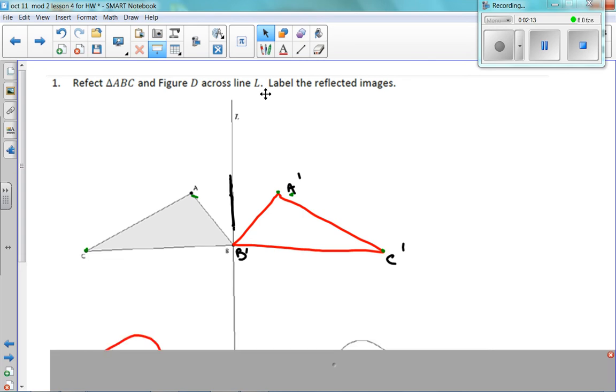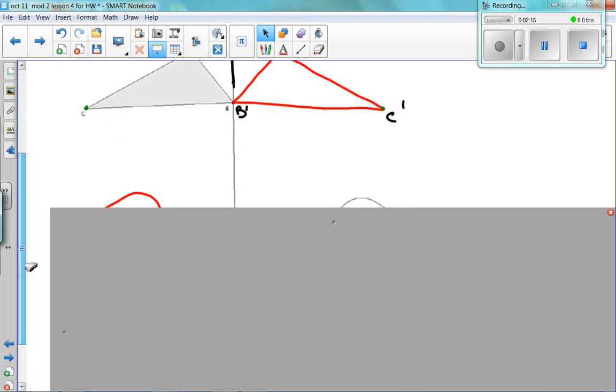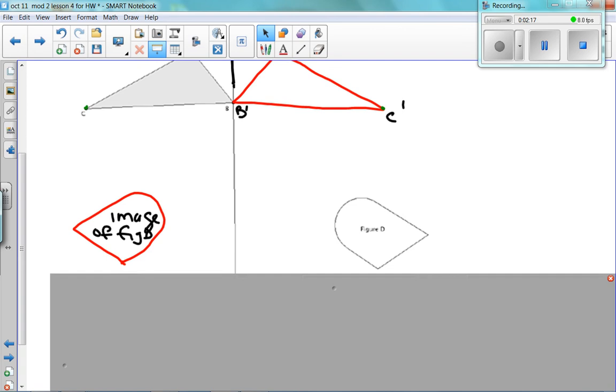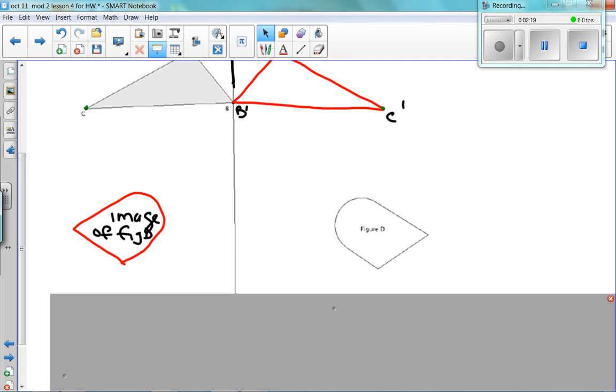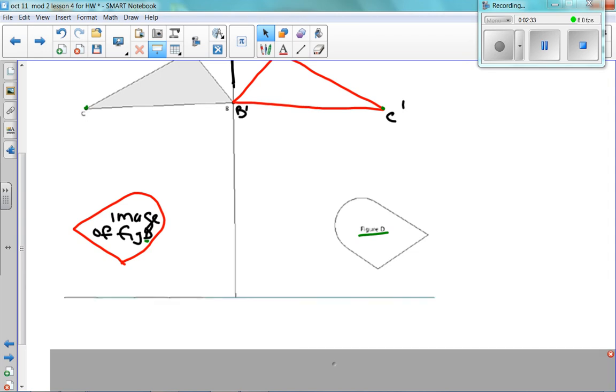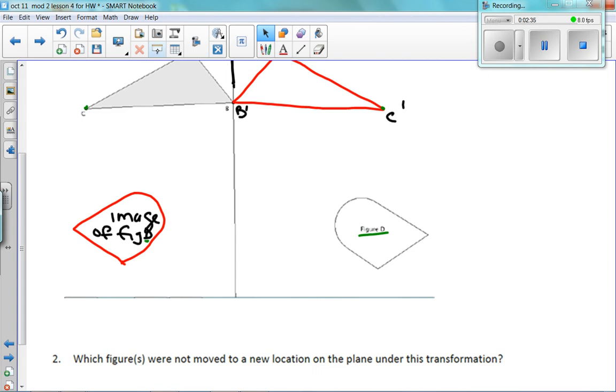The next figure that you had to reflect was figure D, and figure D was flipped over, and now we have the image of figure D. And that looks exactly the same, but it is a mirror image. So let's look and see why these mirror images look the way they do.